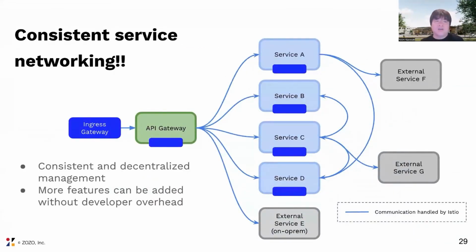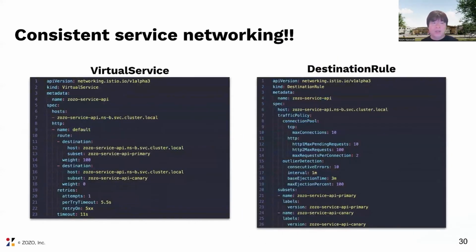So finally, consistent service networking was achieved when not only service to service, but also ingress and egress traffic can be handled by Istio. Those are examples of Istio custom resources. SRE teams for each microservice and API gateway are able to configure each service's networking with the same set of Istio custom resources, such as virtual services, destination rules, things like that. That's basically all for our migration, but this is not the end.